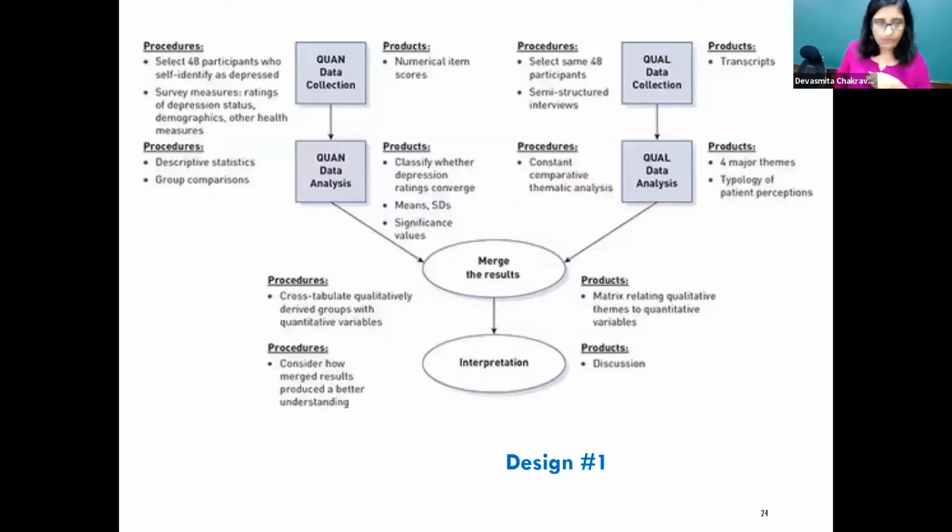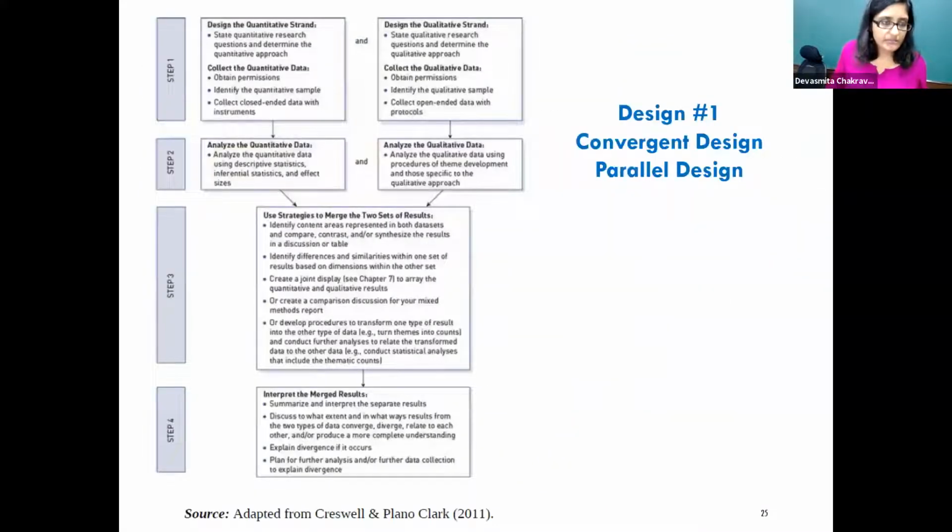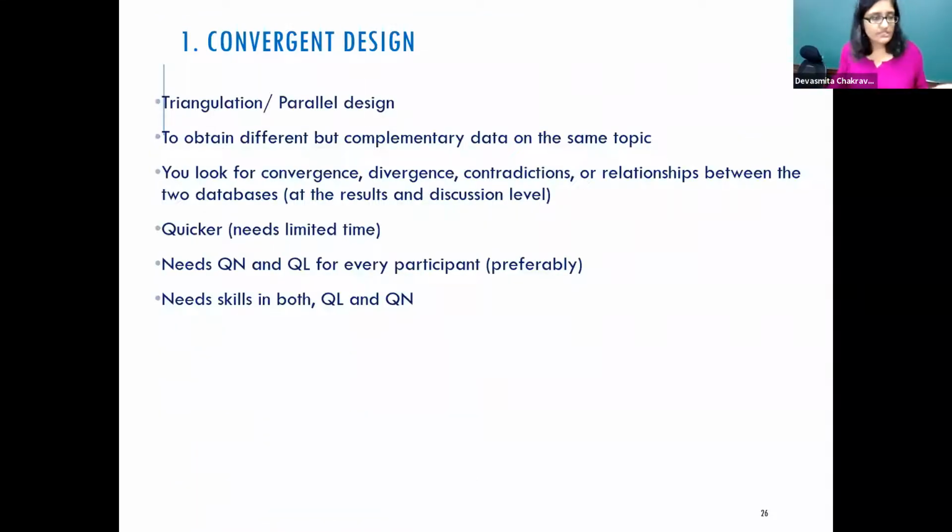Now, compared to that, what would be the second design? The second design was sequential explanatory. We'll take a look at what that means. And I'll give you the sources of where I found this. I'll tell you everything. I've already shared the slides with you. So convergent design is also called a triangulation design or a parallel design. You obtain different but complementary data on the same topic, preferably on the same participant. Preferably. If we don't get all the participants all the time, there's going to be dropout, but preferably we are looking at the same participants.